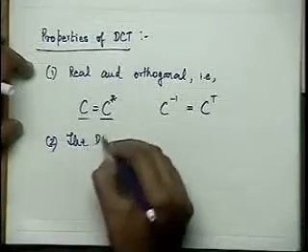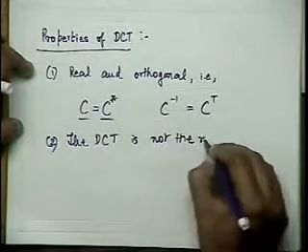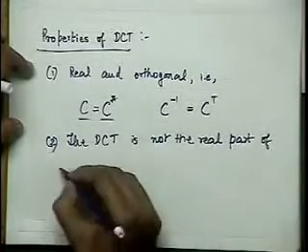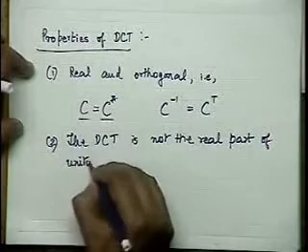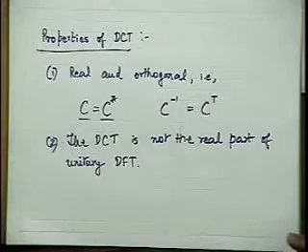Is it the real part of the unitary DFT? No, it is not. Okay. So the discrete cosine transform is separately defined. So it is important to note here that the DCT is not the real part of the unitary DFT.